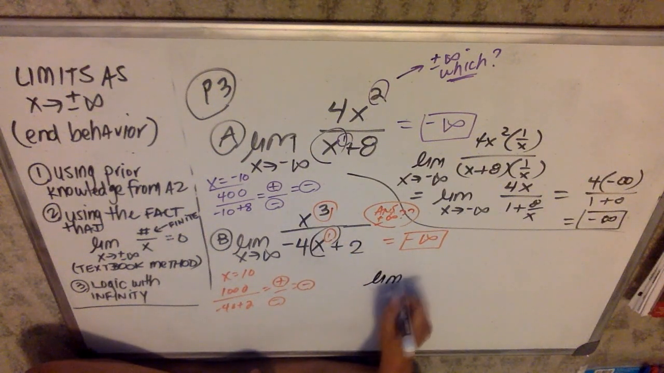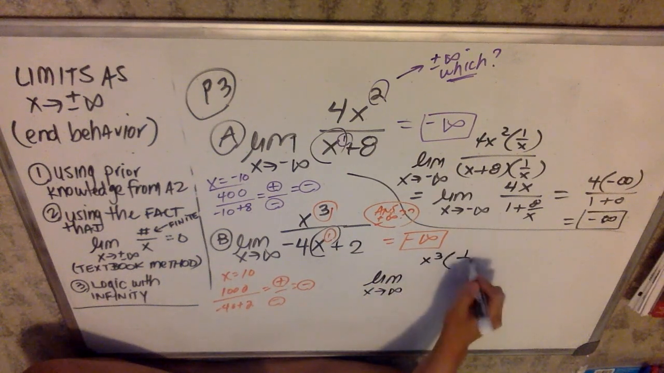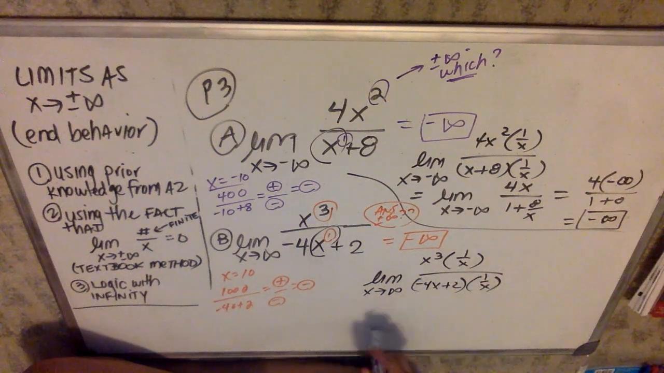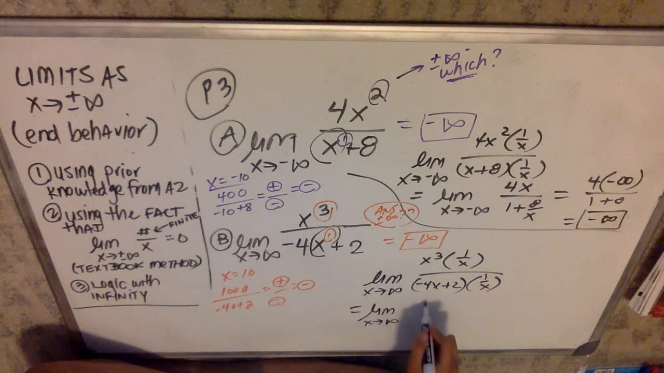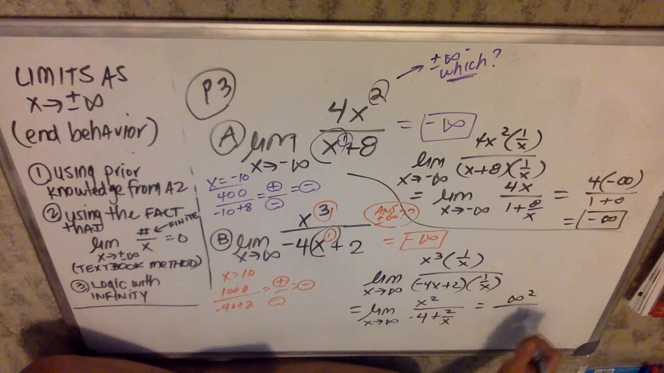So the mathier way to do it, and the way that your textbook does it, is they're going to multiply this x cubed by a 1 over x. They're going to multiply your denominator by that 1 over x, and you're going to get the limit as x approaches infinity of x squared, because that's what x cubed over x would be, over a negative 4 plus 2 over x. When you plug in infinity, that's going to be infinity squared, which would totally come out positive, over a negative 4 plus 0.